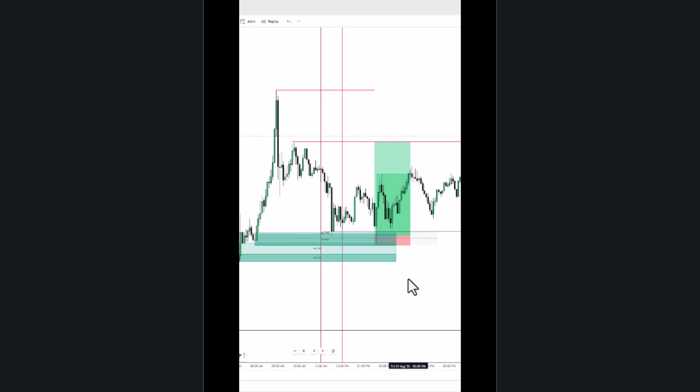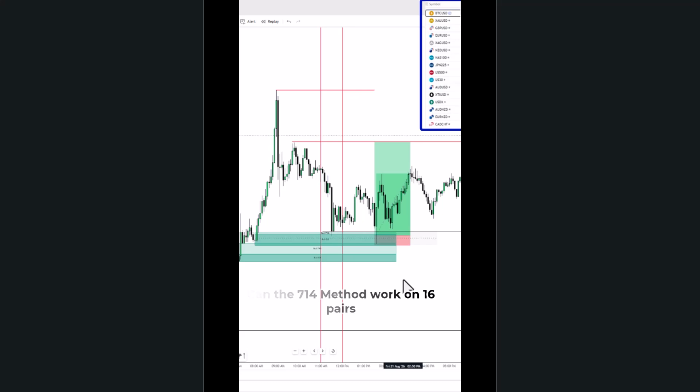So, how powerful is the 714 method against 14 different pairs? Yes, today the 714 method gave good trades, but I just want to showcase the number of pairs. I trade about 16, but I don't really trade every one every single day, right? So, let's go ahead and check through. This is today. We're going to check through the whole 14 or 16 pairs to actually see how the 714 method did, right?